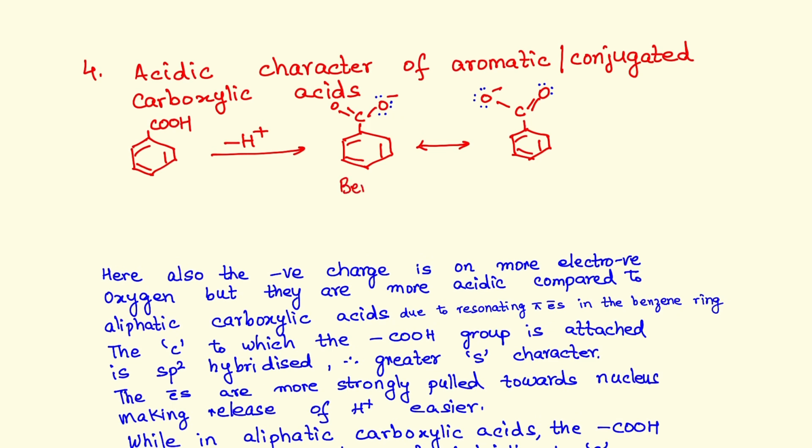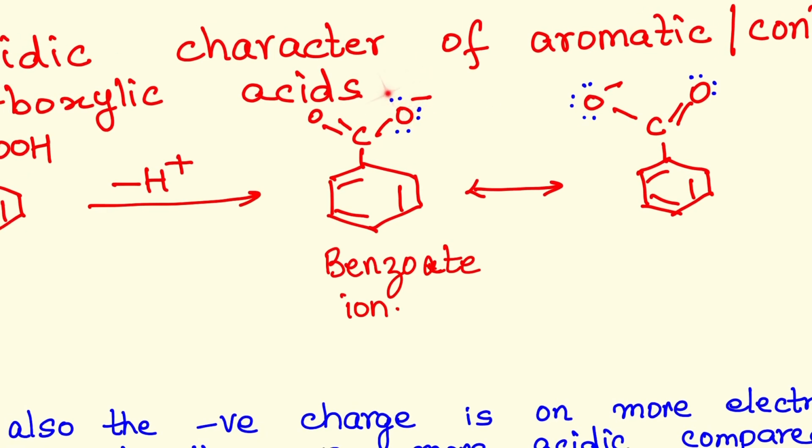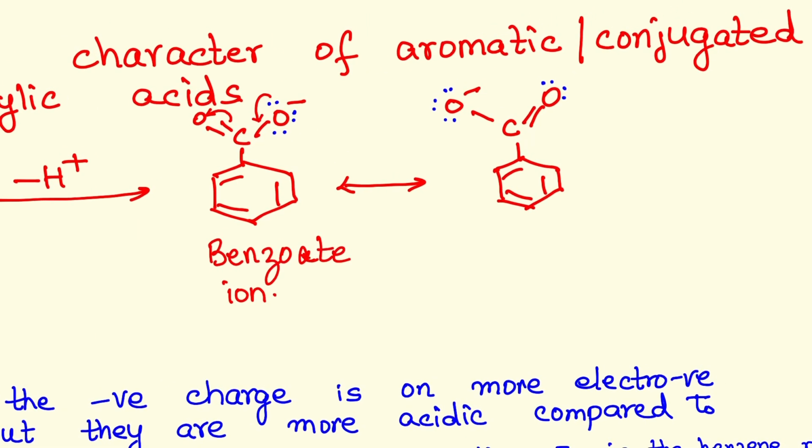Because it is formed from benzoic acid, it will be called benzoate ion. Now, when this benzoate undergoes resonance, what will happen? Again the same, electron will move onto the carbon oxygen bond. So, we will have the electron movement from one oxygen to the other. So, the electron pair moves here and the electron pair from the pi bond moves towards the second oxygen, and we have the resonance structure.